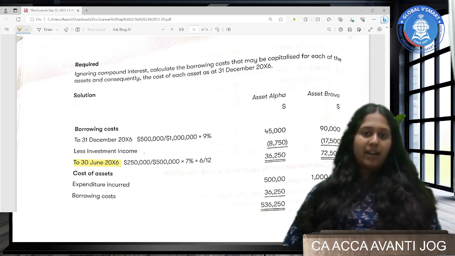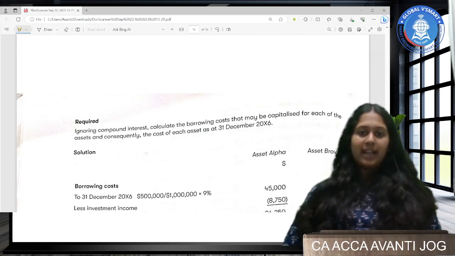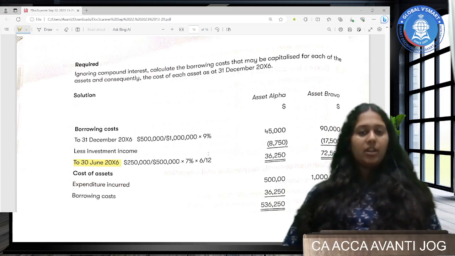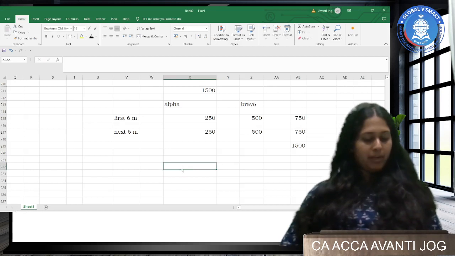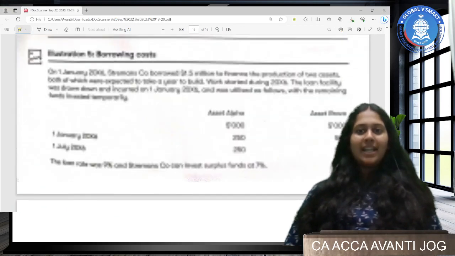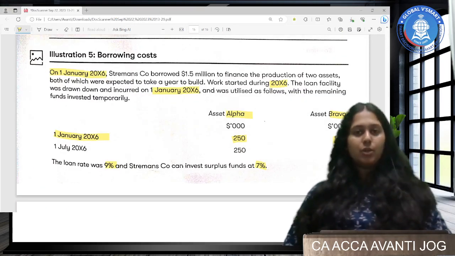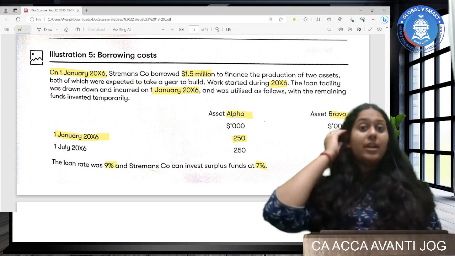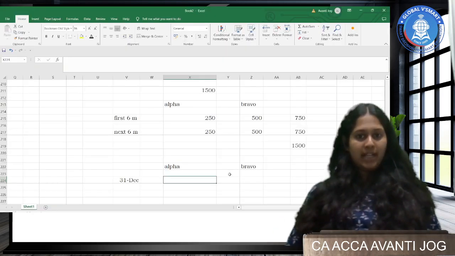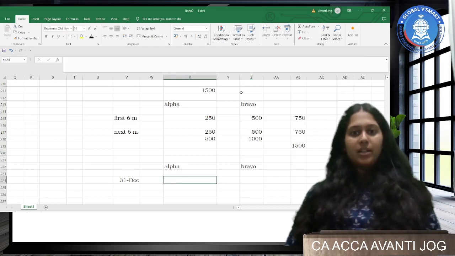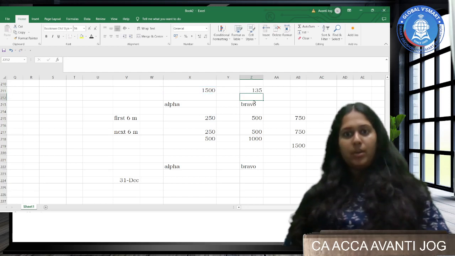So, they've taken 5 lakh divided by 10 lakh into 90%. 5 lakh divided by 15 lakh. Okay. So, let's take the borrowing cost for both the assets. First Alpha, and then Bravo. Okay, so up to 31st December, what is our borrowing cost? Obviously, irrespective of whether we use the money or not, the interest will be charged. So, the interest will be charged from when? From 1st of January till 31st of December. So how much of it will we take to Alpha and how much to Beta, Bravo? At what rate will the interest be charged? At 9%, right? So, total interest will be 1500 into 9%, which is 135.